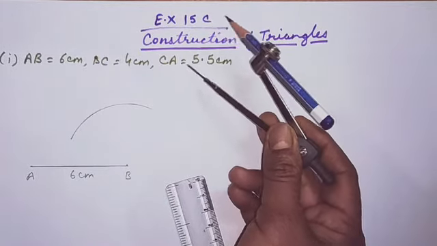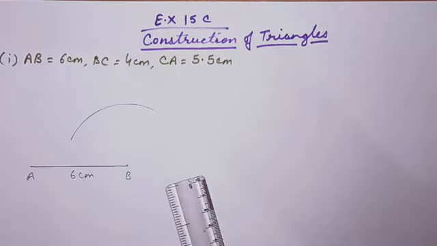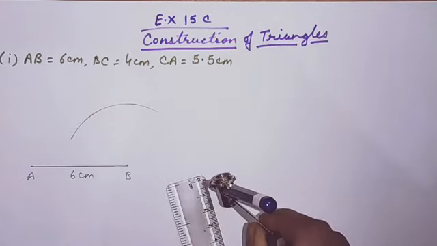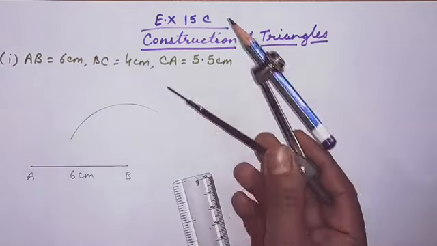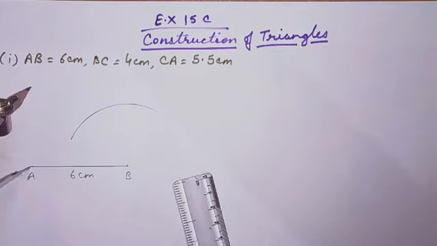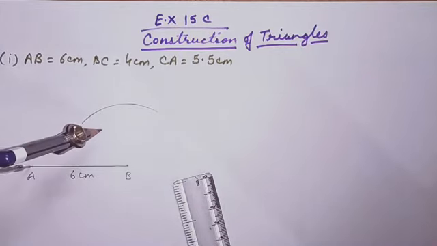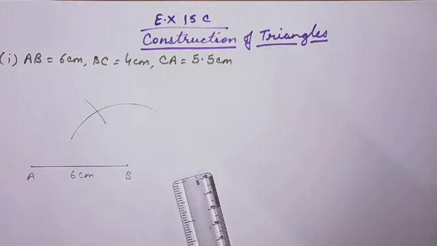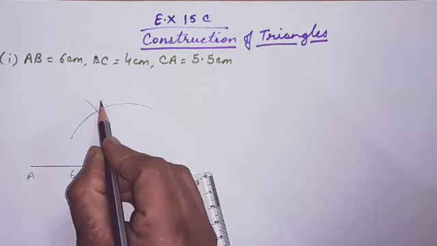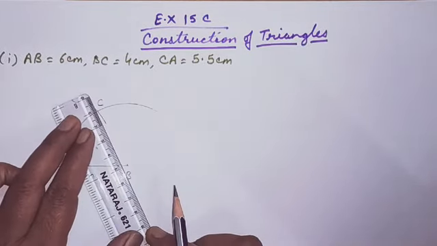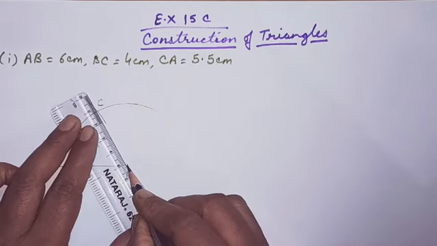Now the next is CA is 5.5. So now I am going to open the compass to the length of 5.5. Okay. Now this is CA. A point is known to me. So I will keep the tip of the compass here at point A and cut the previous arc which I have marked. This will be my missing point. AB is known to me. So my missing point is C. Now this intersection point of arcs is named as C.